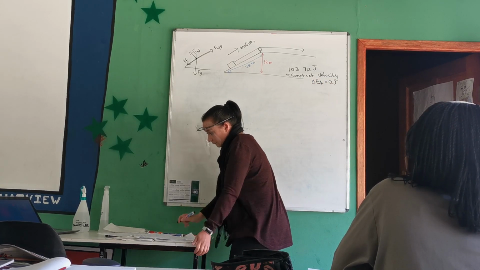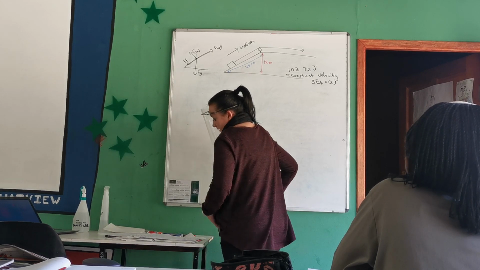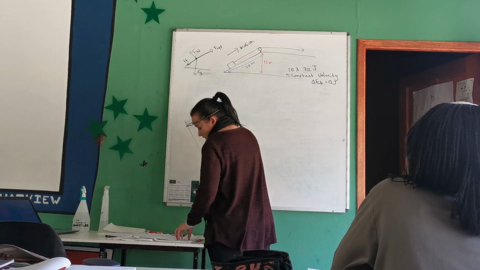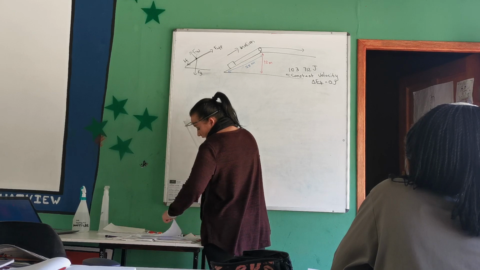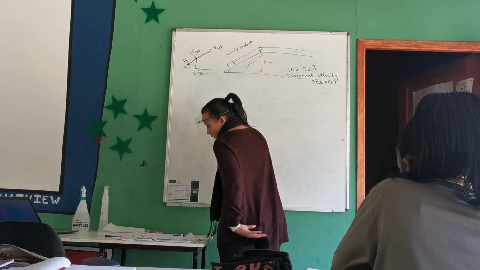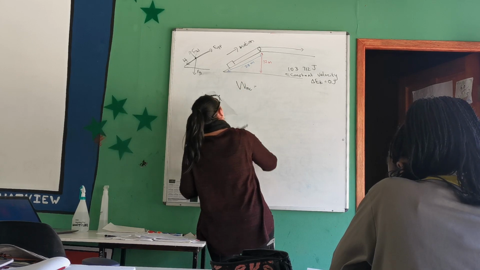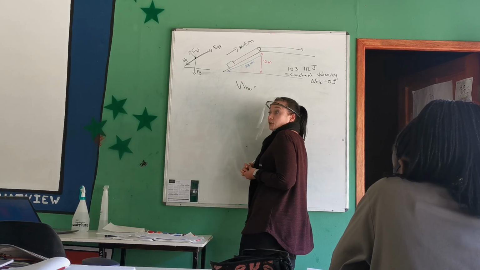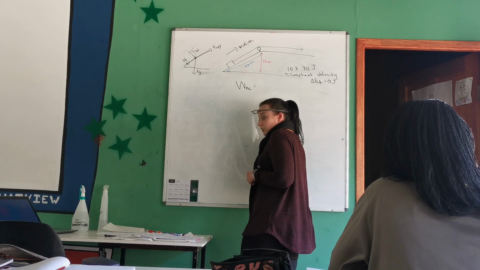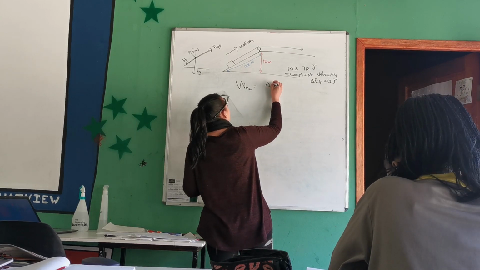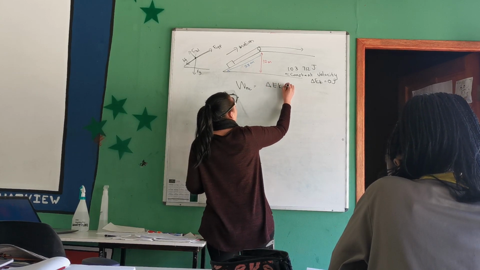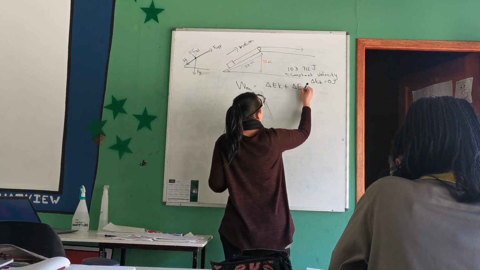Now, let's look at this. They're asking us to find the frictional force. And to find the frictional force, I'm going to be looking at the non-conservative forces. Sometimes in order to find the frictional force, I calculate the work done by the non-conservative forces, and the work done by the non-conservative forces is going to be equal to the change in my kinetic energy and the change in my potential energy.